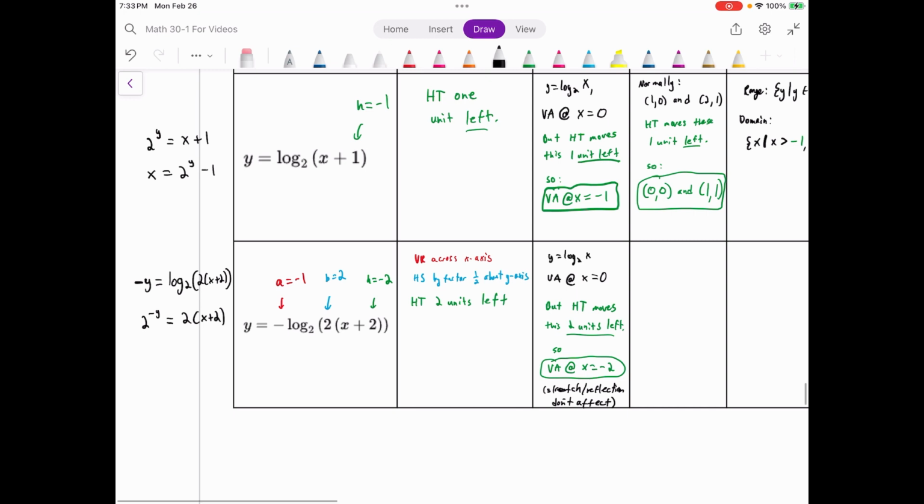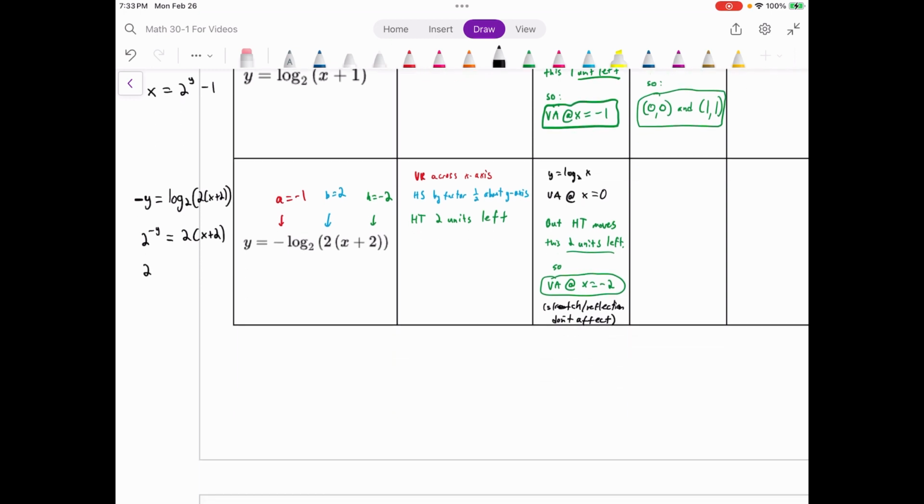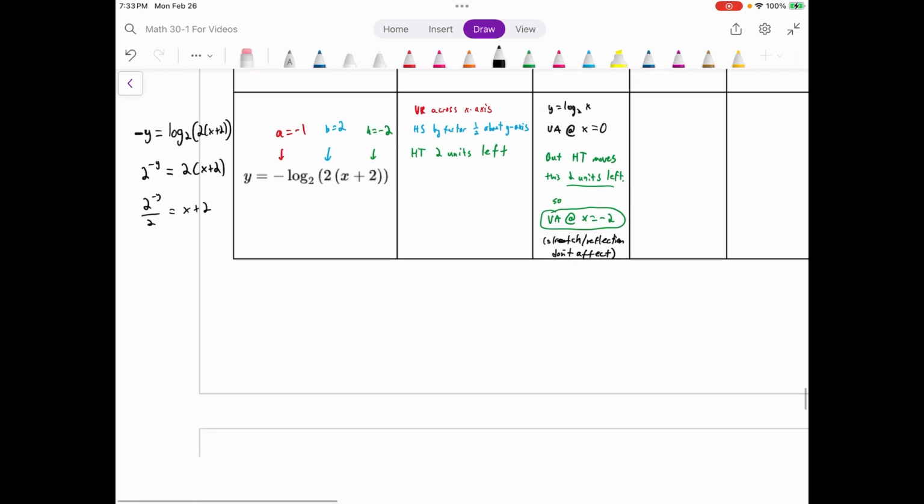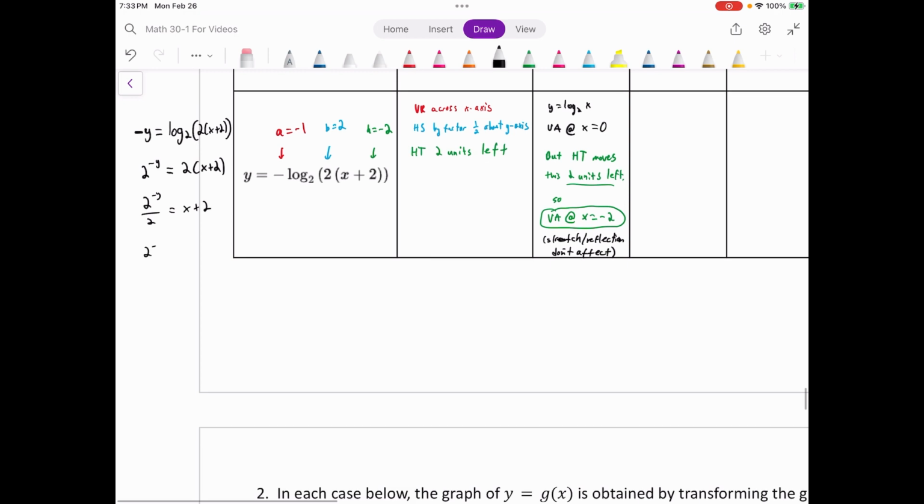Solving for x, divide both sides by 2. So 2 to the negative y over 2 equals x plus 2. And then subtract 2 from both sides. 2 to the negative y over 2 minus 2. We could simplify that a bit, but I might just leave it. Doesn't make a huge difference here. Equals x.